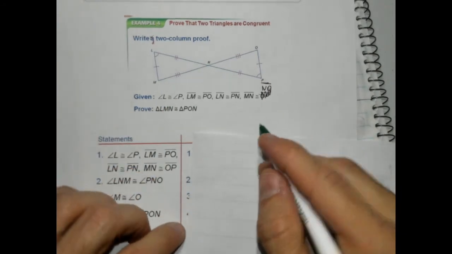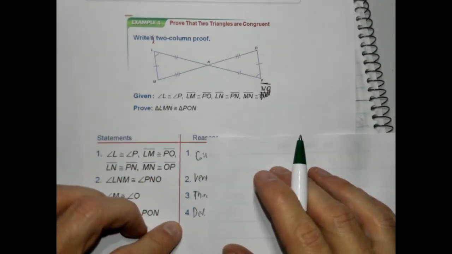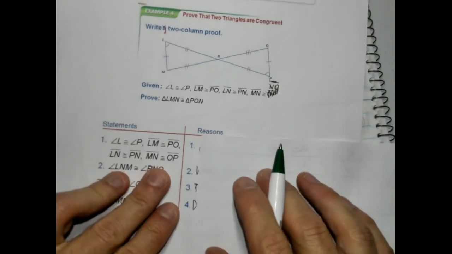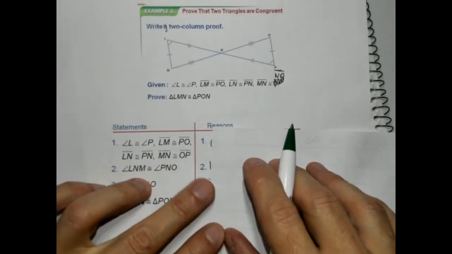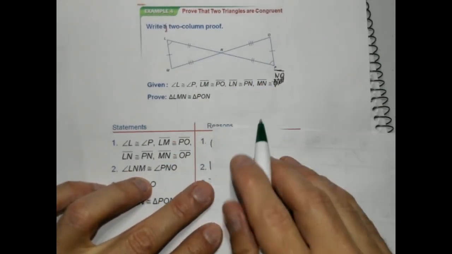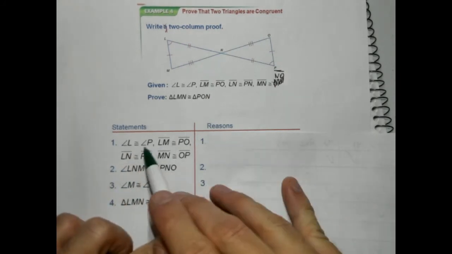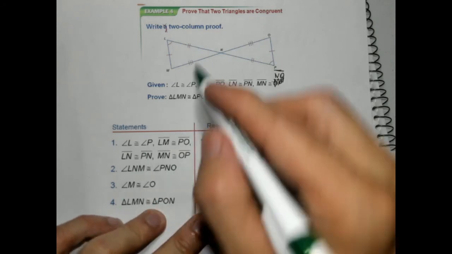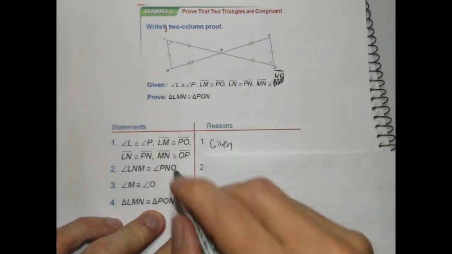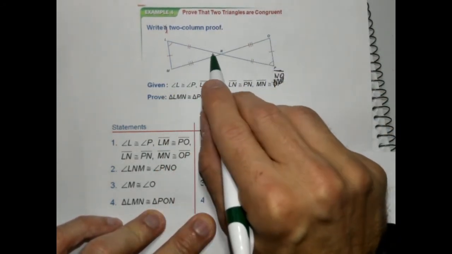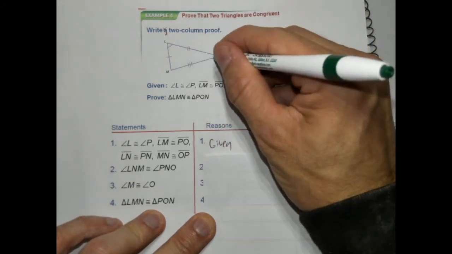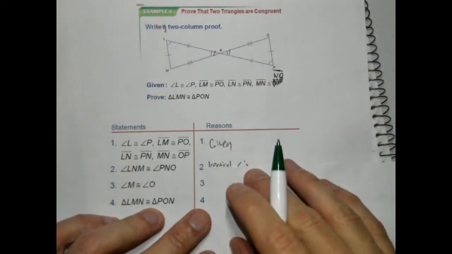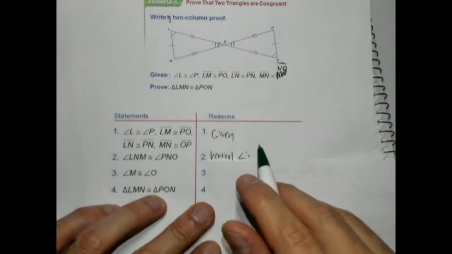Okay. All right, so let's check this out. It's asking us to prove these triangles are congruent to one another. So again, we basically just repeat the given here. That's the given. Then we say that angle LNM is congruent to angle PNO. So these are the two angles we're talking about. Yeah, I'd agree with that because those are vertical angles, aren't they? So definition of vertical angles.